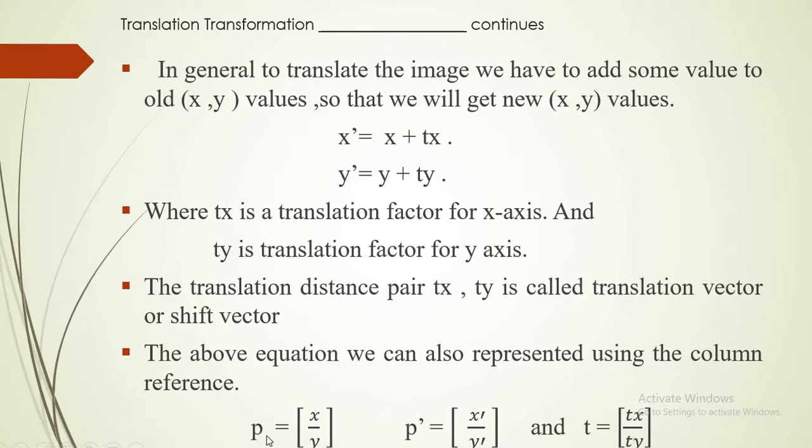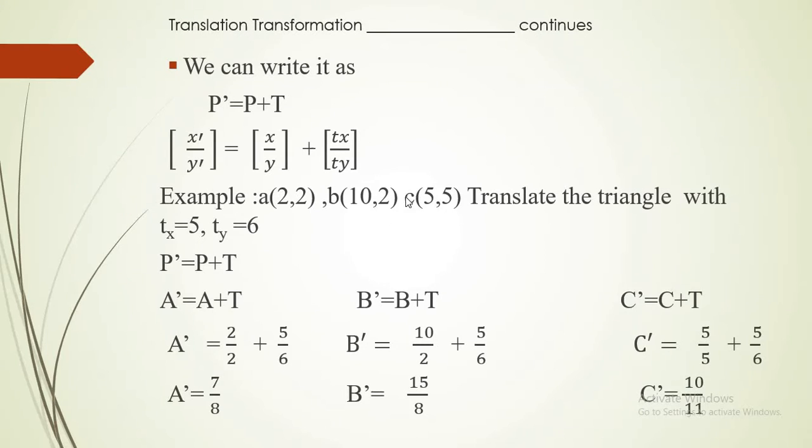Here P is equal to (x, y), that is the old coordinate, P dash is equal to (x dash, y dash), that is the new coordinates, and T is equal to (tx, ty), our translation factor or translation vector or shift vector. So the formula in the translation transformation is P dash is equal to P plus T.